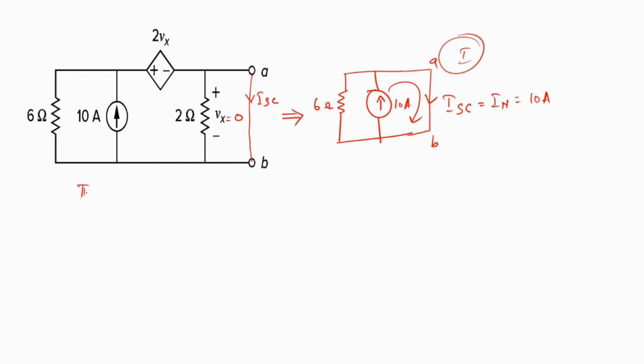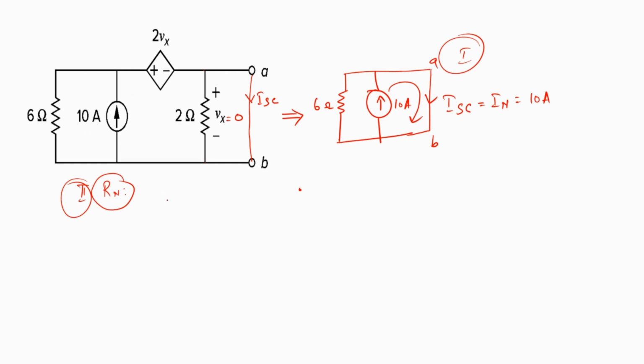The second step is to obtain Rn. So, in order to do that, we need to remove this short circuit first. We then need to kill the independent sources too. So, independent source, if it's a current source, we are going to open circuit it. If it's a voltage source, it should be short circuited. In this case, we have a current source, so we need to open circuit it.